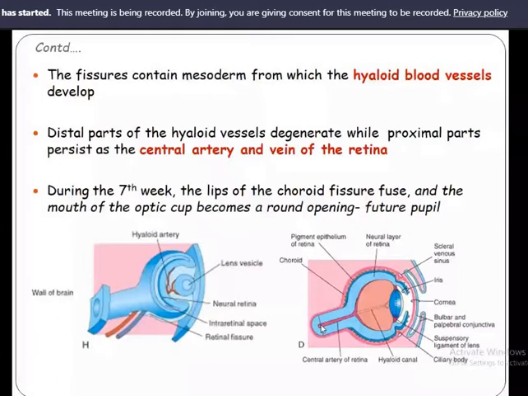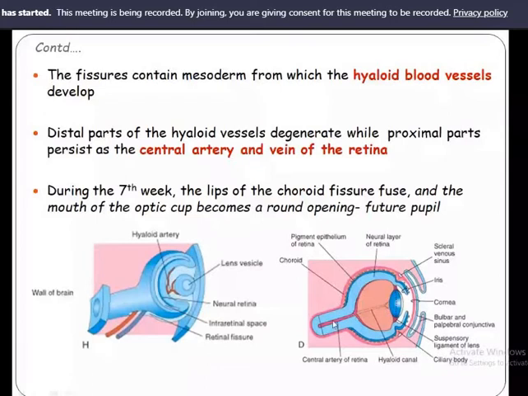So the optic stalk is also extended, so you can see over here that we can also find the choroid fissure. Now the mesoderm which is present over there is differentiated into the blood vessels known as the hyaloid blood vessels. Now this is the distal part, this one is the proximal part. The distal part of the hyaloid vessels will degenerate, whereas the proximal part will persist, and this will give rise to the central artery and the vein of the retina.